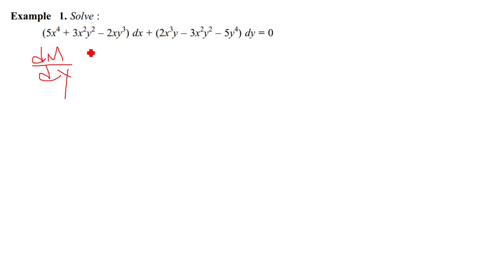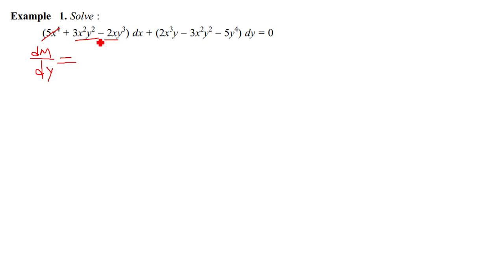So we differentiate M with respect to y, meaning we're keeping x constant. So this first term, which is 20x to the power 3, simply goes to 0, and then we're just going to differentiate these two terms with respect to y.